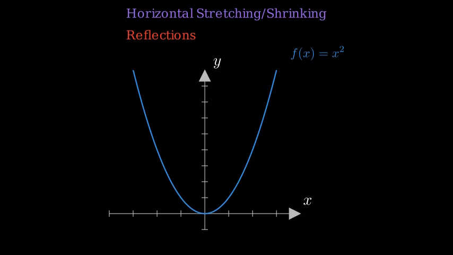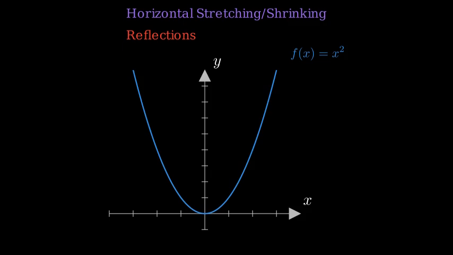When we replace x with negative x, we get a reflection across the y-axis. For example, y equals f of negative x creates a mirror image across the y-axis. The point rule is replace (x, y) with (negative x, y).